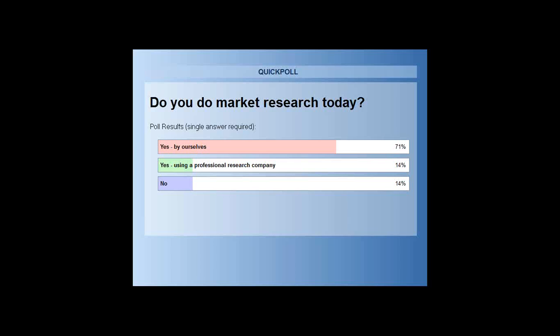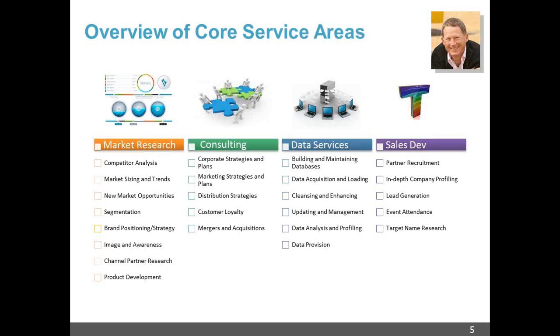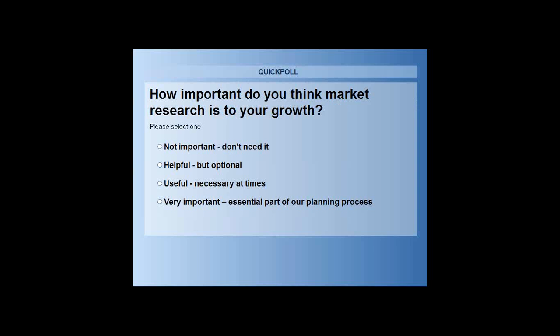And then one more before I hand over: how important do you think market research is to your growth now or in the future? Not important at all, helpful but optional, useful and necessary at times, or essential? Answers are coming in. Thank you all. Looks like so far an even split on the bottom 3.